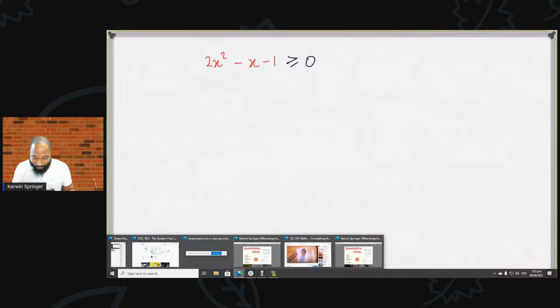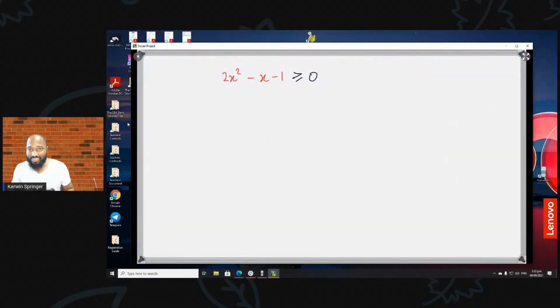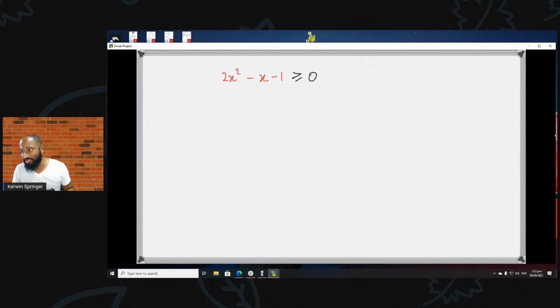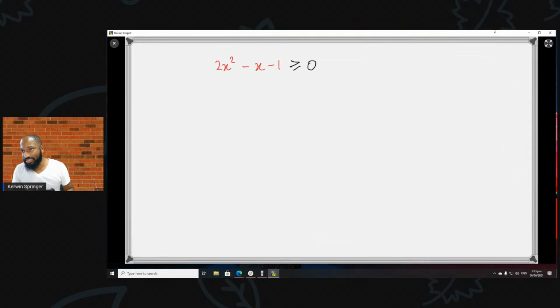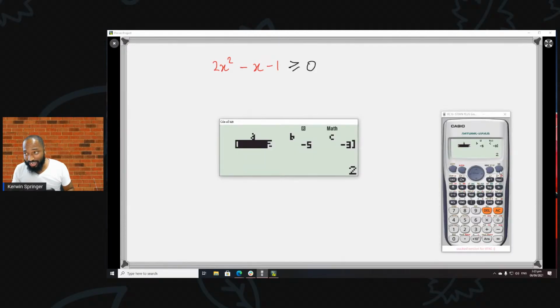Your calculator can actually solve this. Very few maths teachers know this, much less students. Most scientific calculators, non-programmable, allowed in exams, can solve this. Let me show you how.